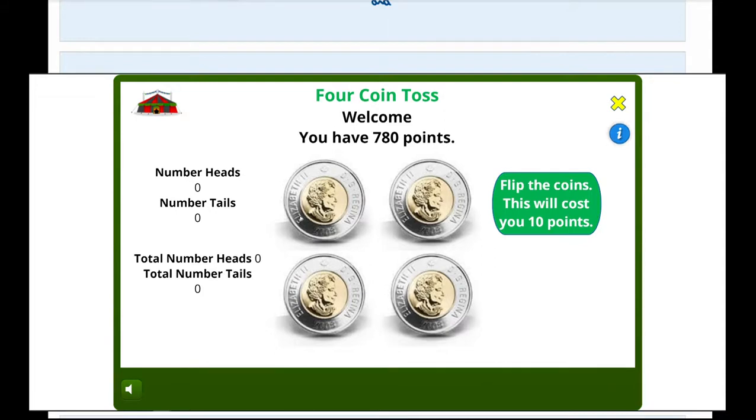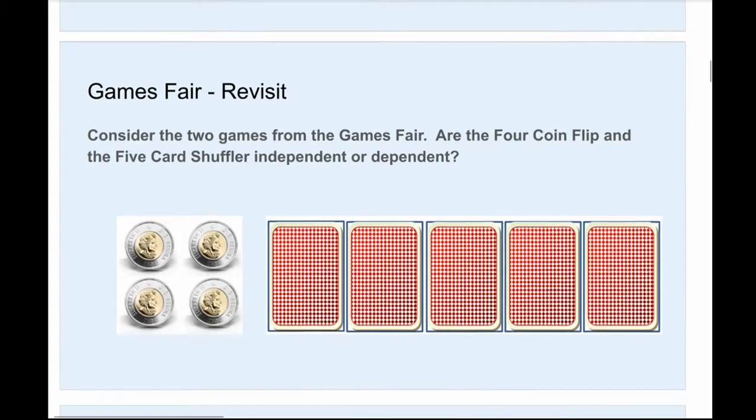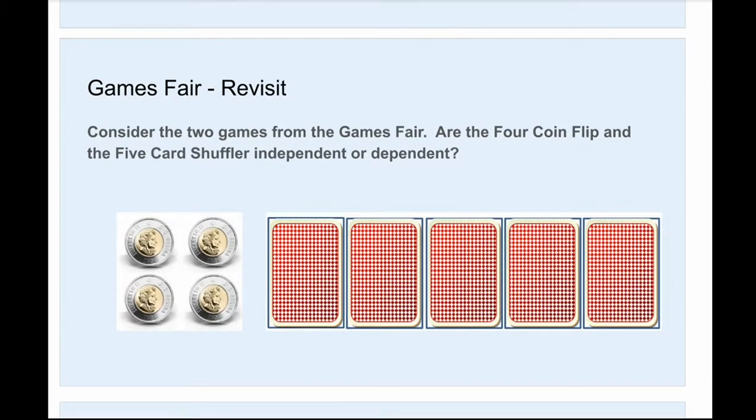So in this case, looking at this game, these are independent events. Flipping 4 coins, or flipping one coin, does not change the outcome of what I could get with the next coin. They're all separate. Even if I flipped one coin 4 times, it's still not affecting the outcome. So these are independent events. Again, the 4-coin flip was independent, the 5-card shuffler was dependent, and we'll talk a little bit more about dependent later on.